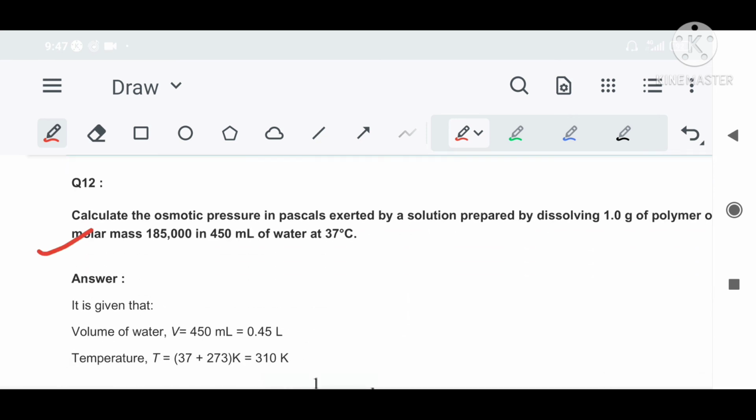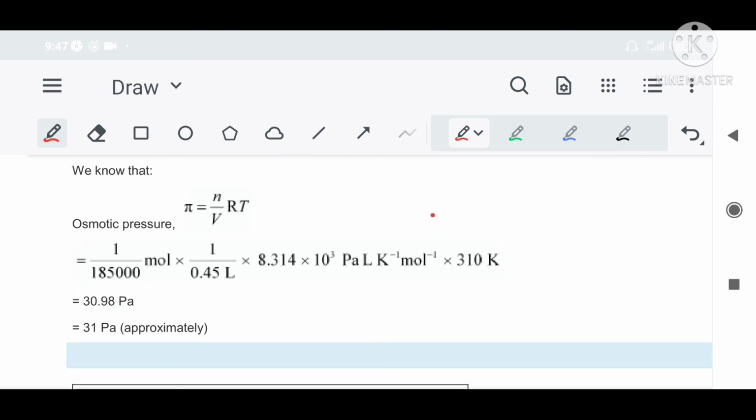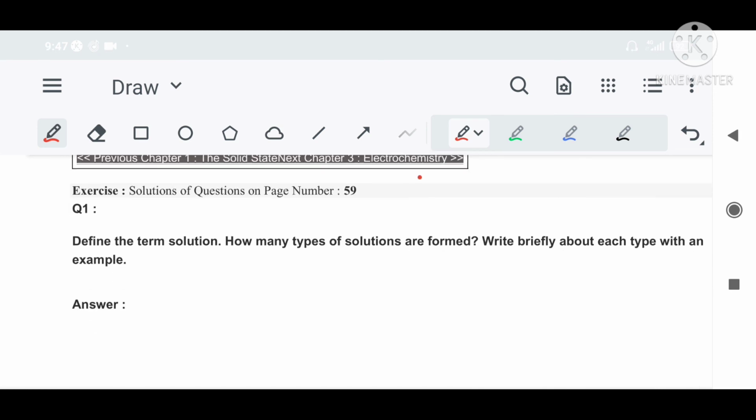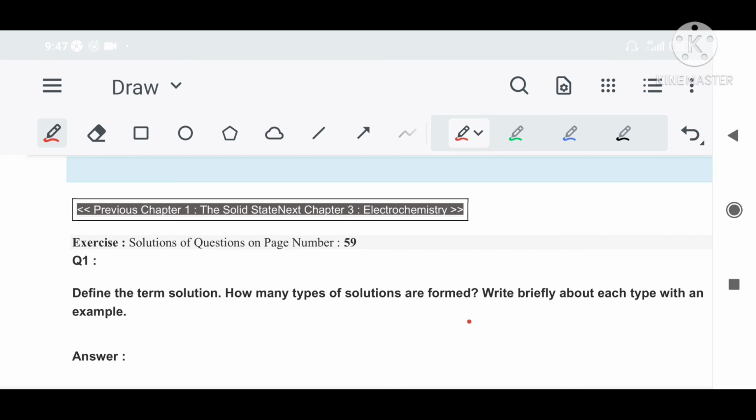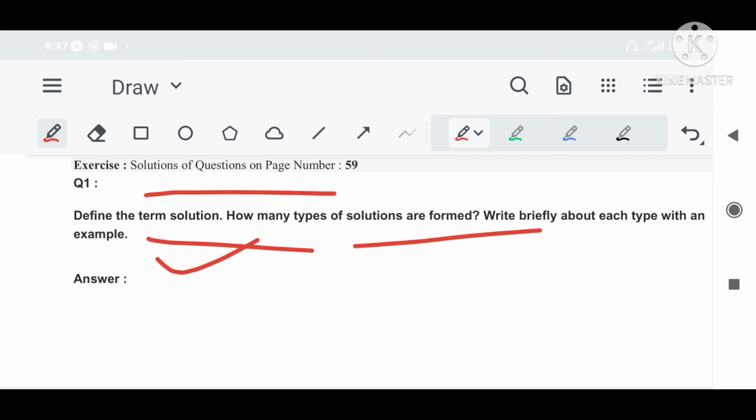Calculate the osmotic pressure. This is an osmotic pressure related question. Pi equals C, that is n upon V, times RT, we can use this and we can have the answer. So these are only the questions related with numericals. Now next are the theoretical questions.